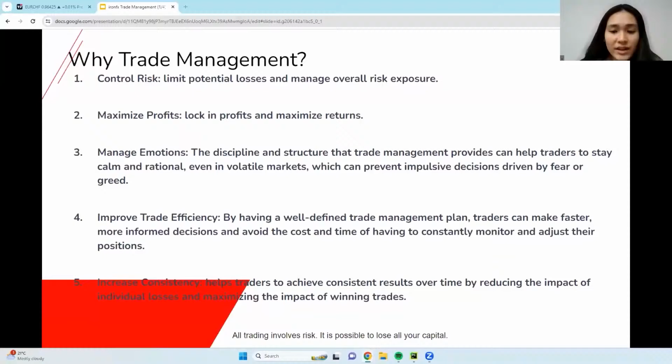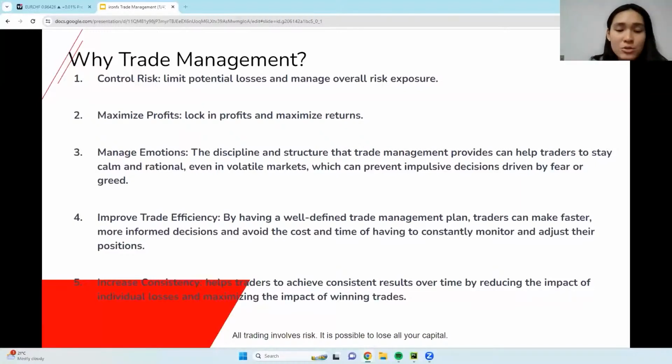Fourth, improve trade efficiency. By having a well-defined trade management plan, traders can make faster, more informed trading decisions, and avoid the cost and time of having to constantly monitor and adjust their positions. So for many traders who have full-time jobs, if they have a proper trade management strategy, you can actually just lock in your trades and ensure your stop loss and take profit levels maximize your profits, and then just go about your day and come back at the end of the day to check your results.